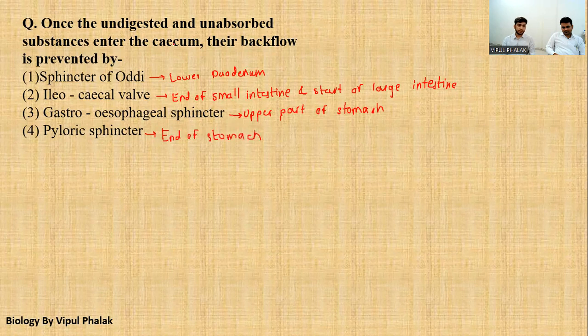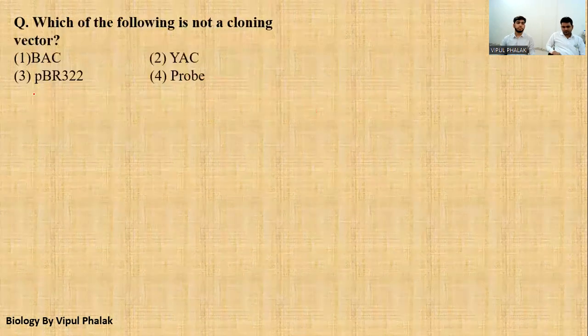We are asked which sphincter prevents the backflow through the cecum. So ileocecal valve is the answer. Second one.